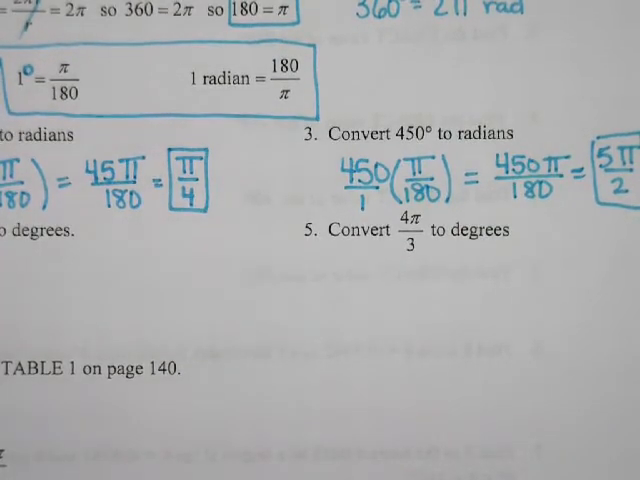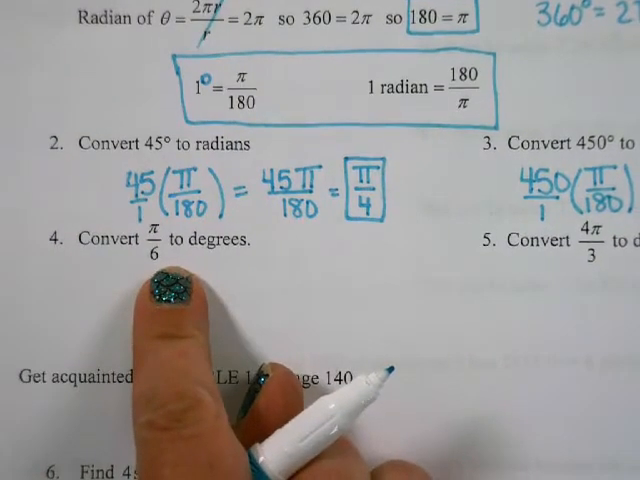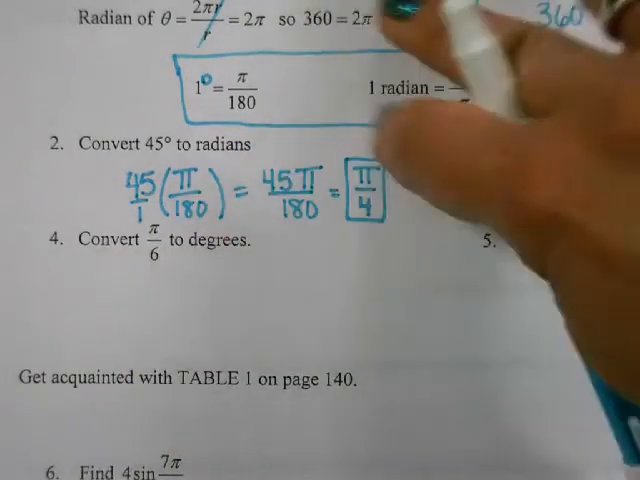Okay, well, let's try the other way. So number 4 and number 5 say convert from radians, pi over 6, to degrees. Now, everything we've done up to this point, right? I haven't given you, like, pi degrees, if you will. So what I want to do is I want to get rid of that pi in the numerator. Which means I want to flip this guy right here.